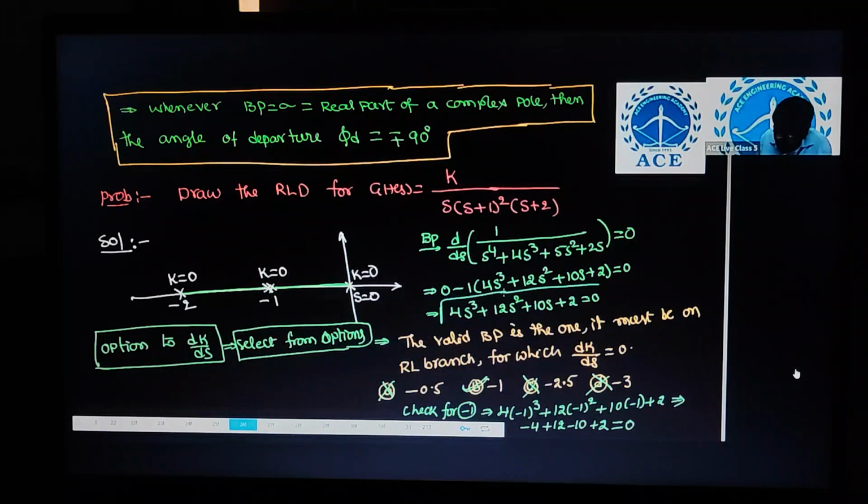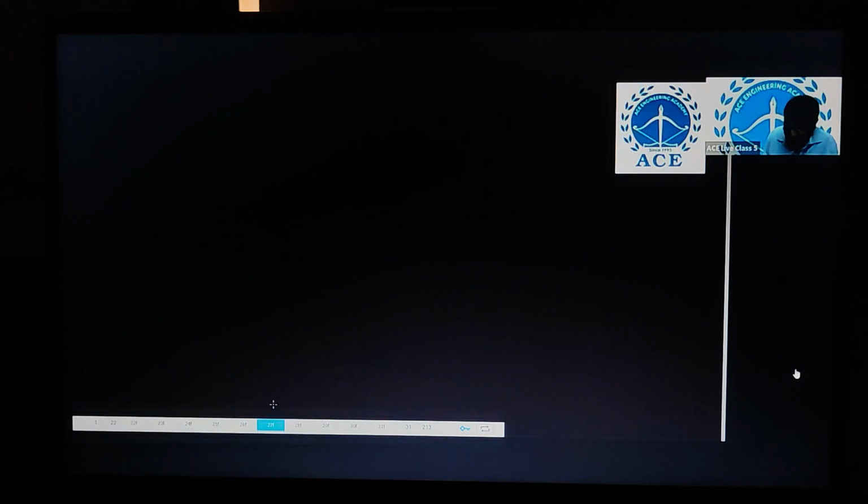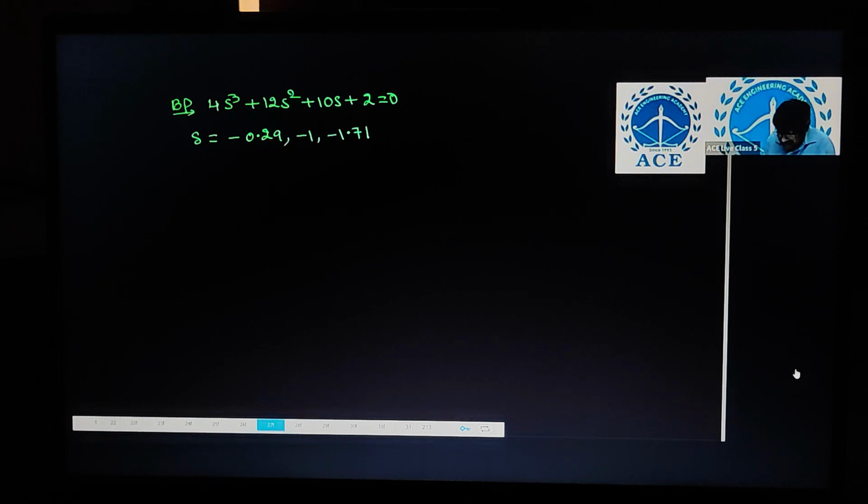Whatever it is, you find the roots of this, 4s cube plus 12s square plus 10s plus 2 equal to 0. What are the roots? We'll get 3 breakpoints: one is minus 1, another is minus 0.29, and minus 1.71. Check it. You will get 3 breakpoints.